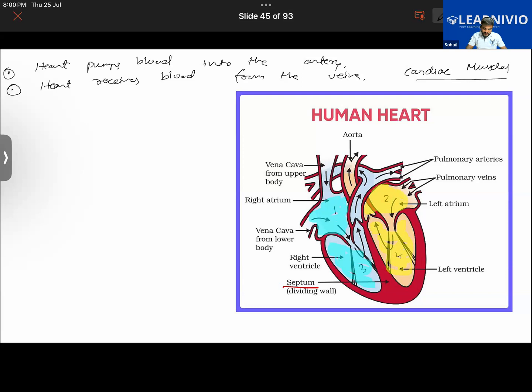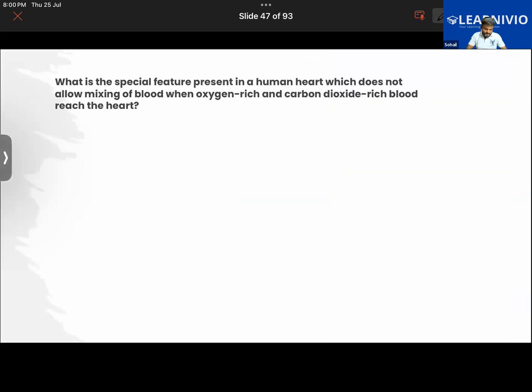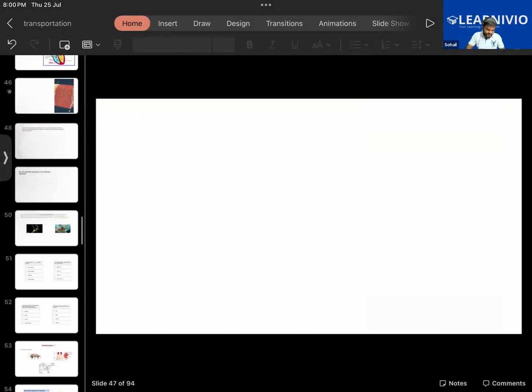You guys just do one thing. Let me just take another diagram. In this one, it is relatively more complex. Let me take a simpler diagram.